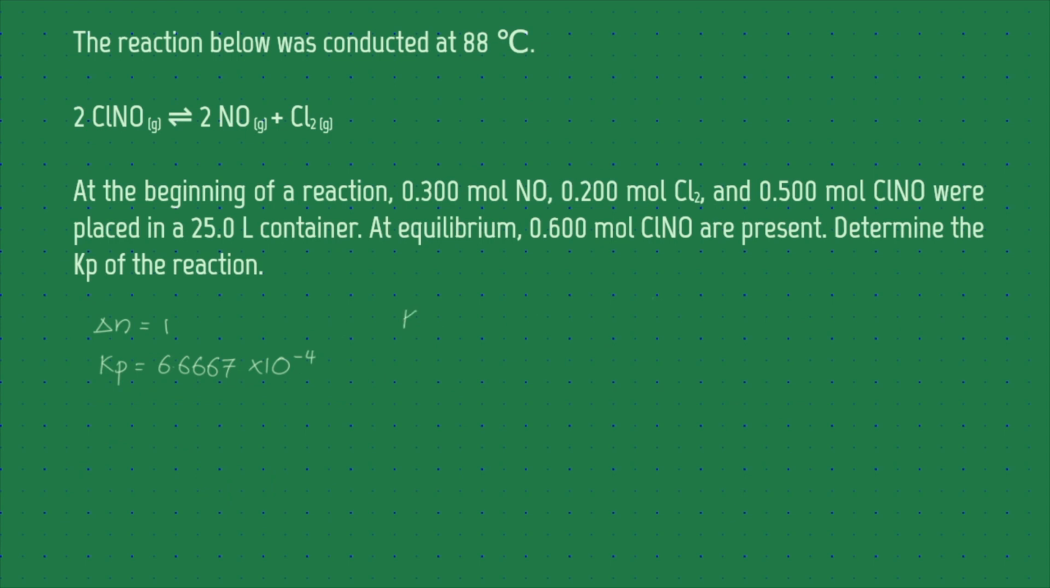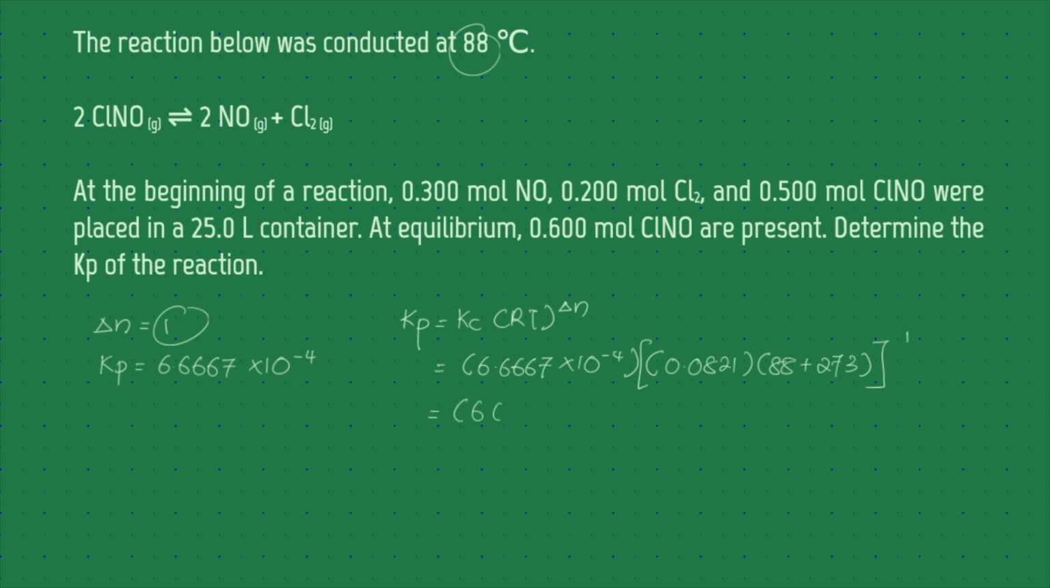Alright, so let's calculate the Kp together. So Kp is equivalent to Kc RT to the power of delta N. Your Kc from the calculation is 6.6667 times 10 to the power of negative 4. And then your R is the constant value, which is 0.0821, and your temperature is 88 degrees Celsius. So you need to convert this to Kelvin, plus 273. And then from the calculation, we get your delta N is equivalent to 1.